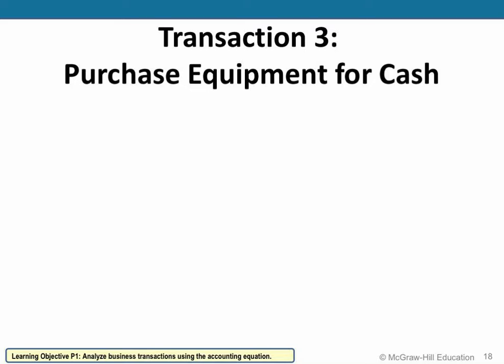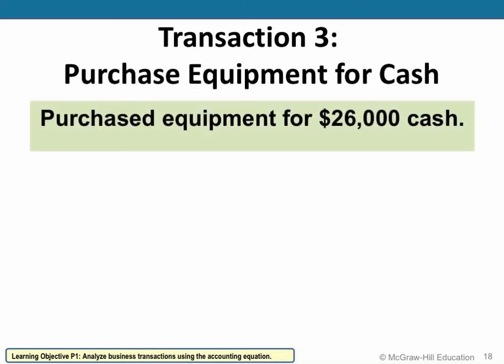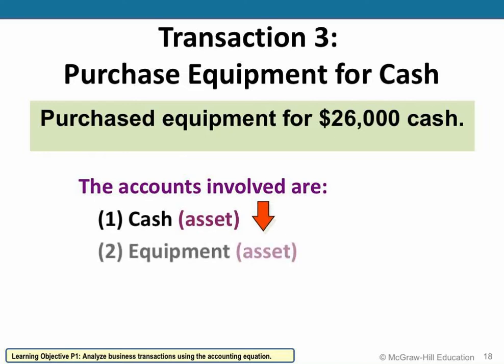So our third transaction is going to be a purchase of equipment for cash. And we're going to again have an impact to cash and an impact to equipment. Here we're going to have a decrease in cash as the asset, and we're going to have an increase in equipment as the asset.